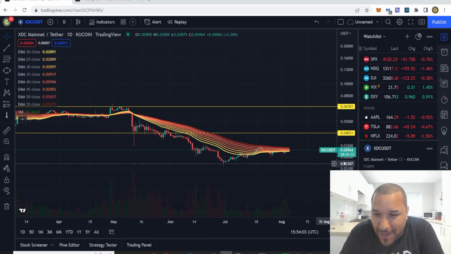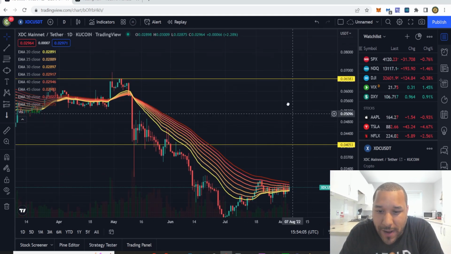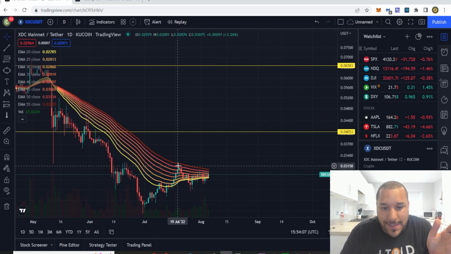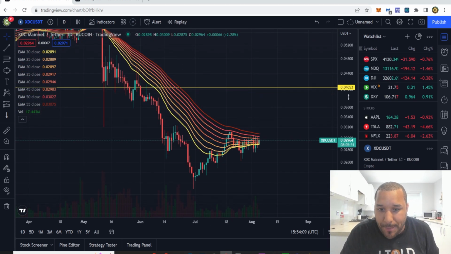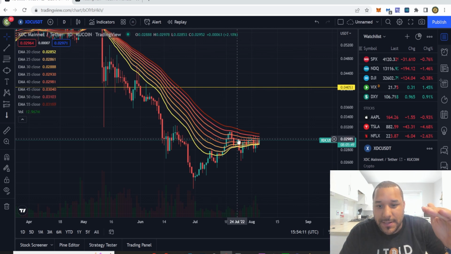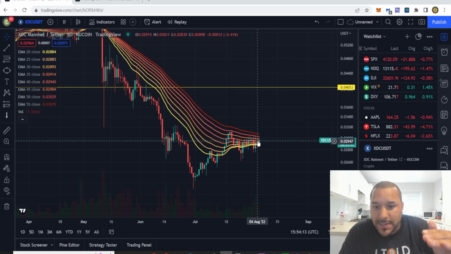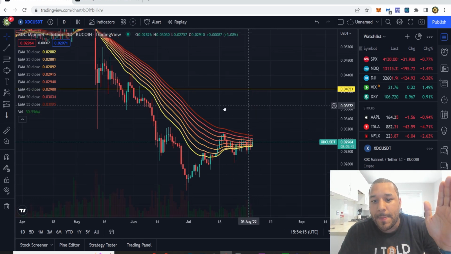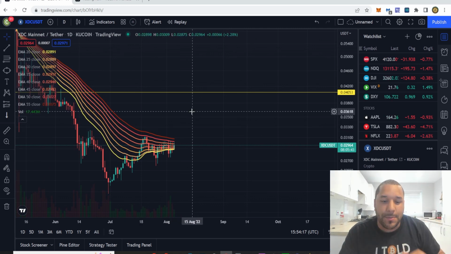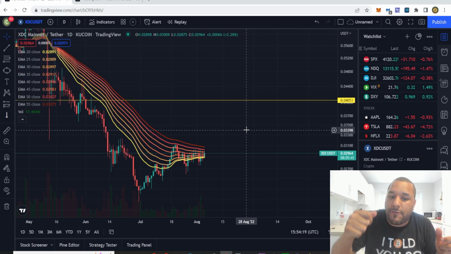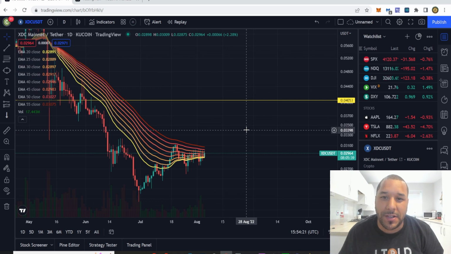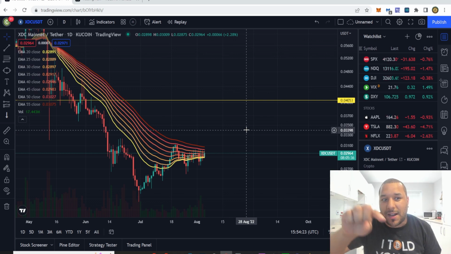So look, and this is what I'm trying to say with support, right? It's broken back into these ribbons, and they're powerful, and it's holding the ribbons as support. Had a little slip, but we're holding it as support. If it breaks up, comes out of these red lines, it's just going to be bullish. You're going to see a tangle in the ribbons, which will represent the trend reversal. And that's when this rally is going to start for XDC.